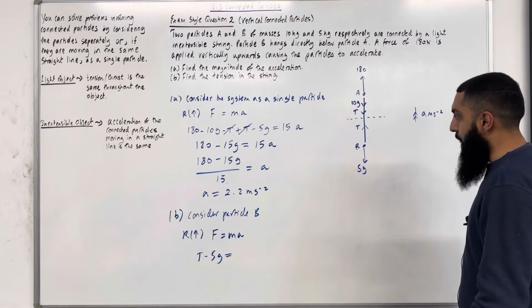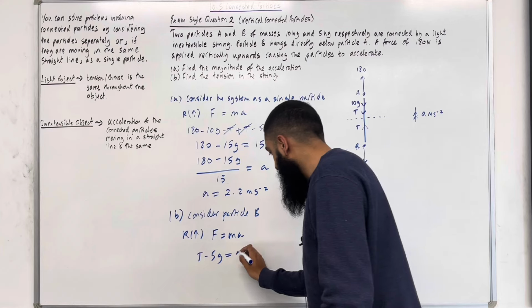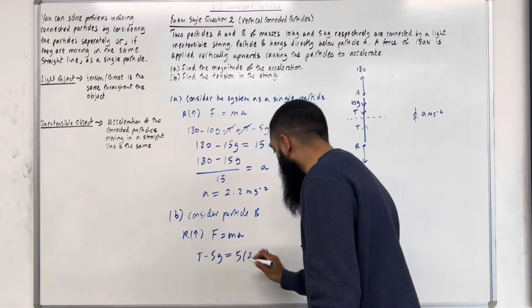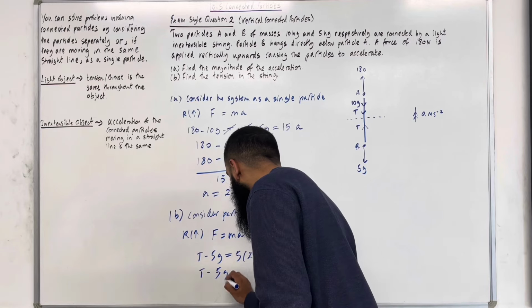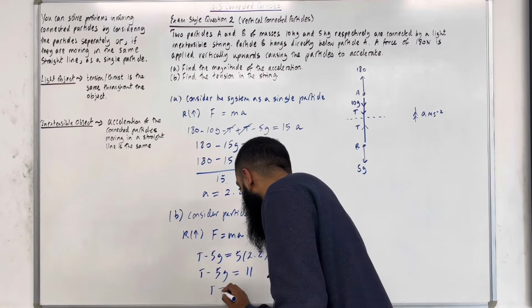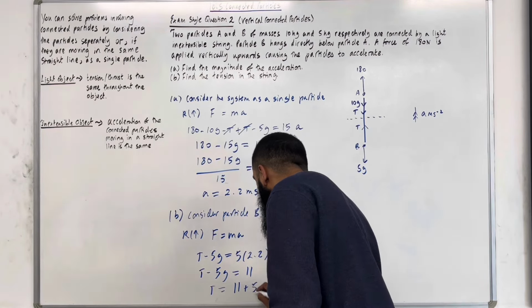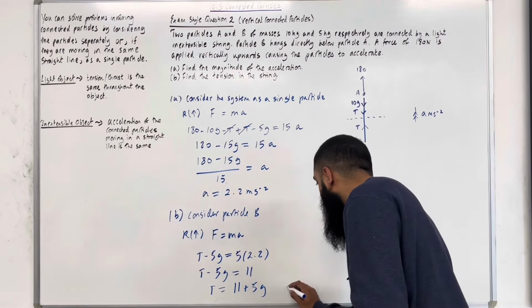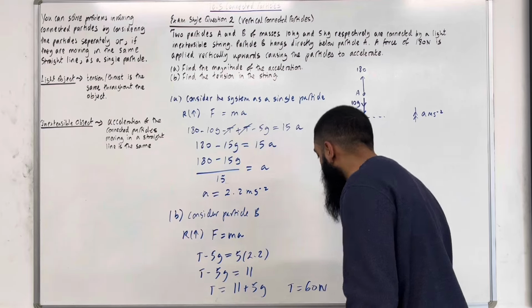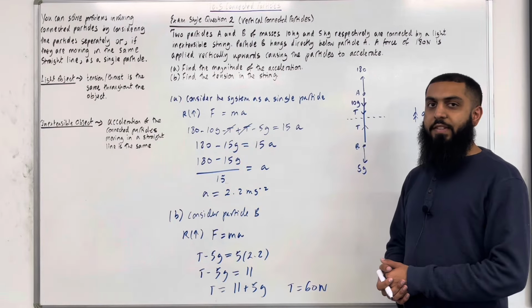Okay, so the mass of particle B is 5, multiplied by the acceleration, 2.2. So I've got T minus 5g is equal to 11. Hence T is equal to 11 plus 5g. Now I can substitute g equal 9.8, and if I do this, I get T equal 60 newtons. And that completes exam style question 2.